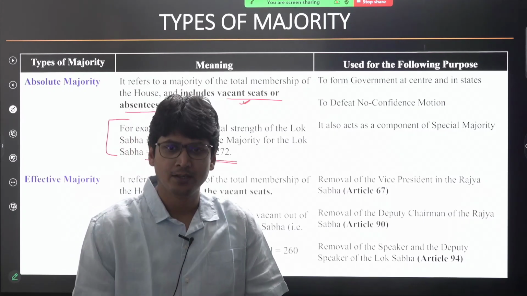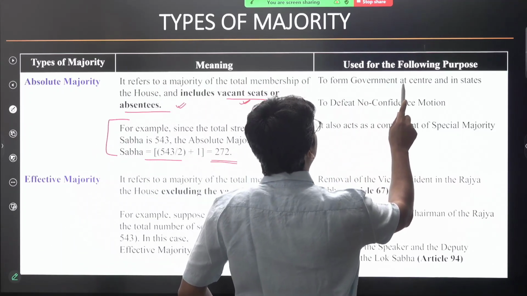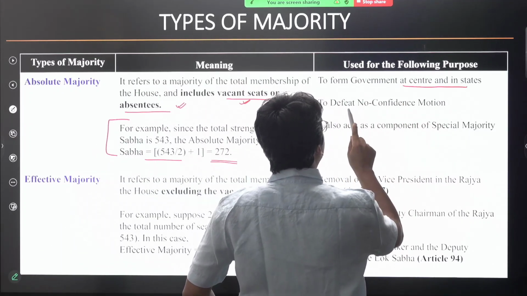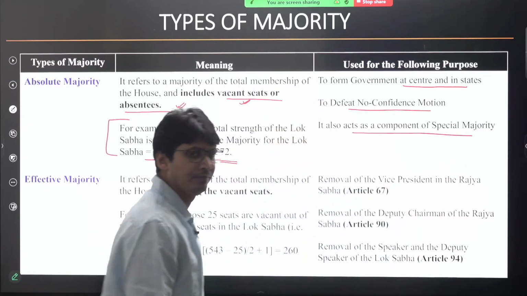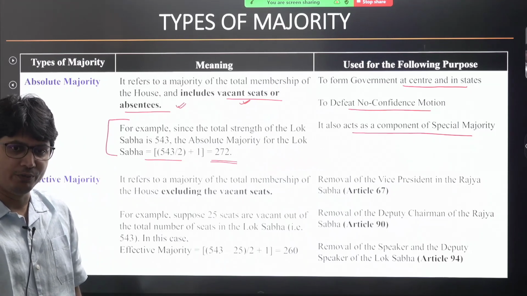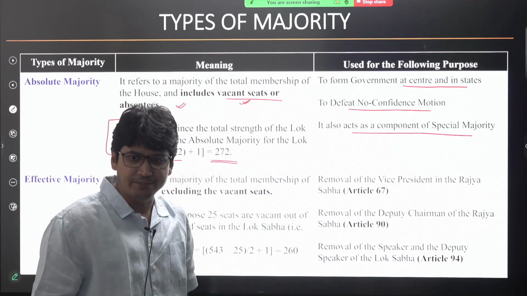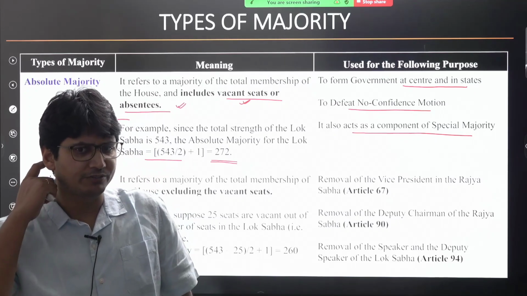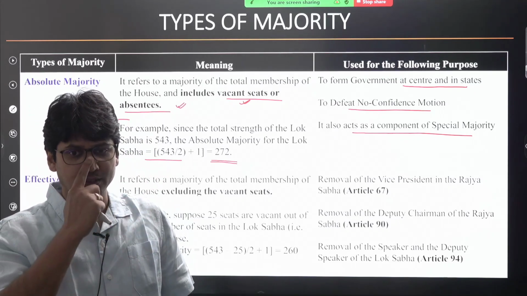And what are the various examples? To form the government at center and in states, to defeat no confidence motion, and also acts as a component of special majority. Are you following absolute majority? So you'll remember next time, formation of government, defeating no confidence motion requires absolute majority.